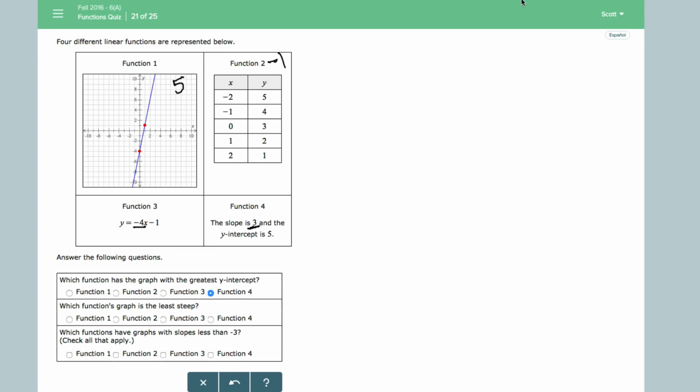Which function's graph is least steep? Now, if you think about it, least steep would be a perfectly flat line, right? Well, what would that slope be? That slope is 0. So the slope that's closest to 0 is the least steep. So what is this? That's a slope of 5, -1, 3, and -4. So that would be our least steep right there. Function 2, excuse me.